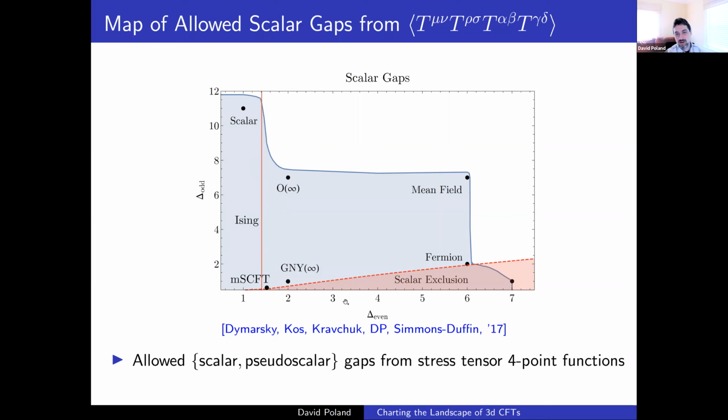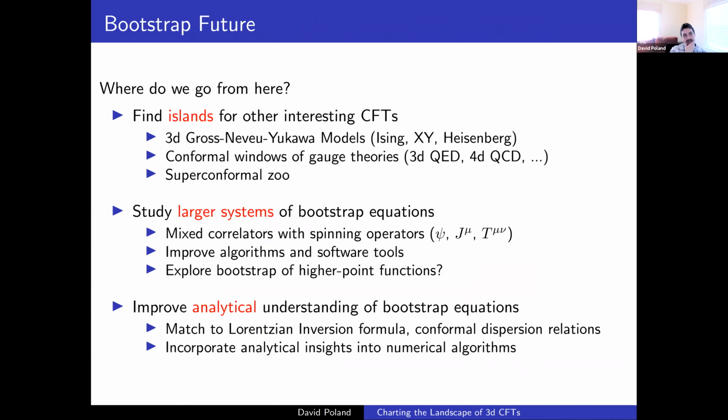So you can see that you can identify known theories as living in corners of the space. And so one task for the Bootstrap going forward is going to be to refine this map of the space of 3D CFTs, and turn this kind of plot into a plot with lots of little islands all over the place. Okay, so that's basically all I wanted to tell you. There are lots of interesting directions to go from here.